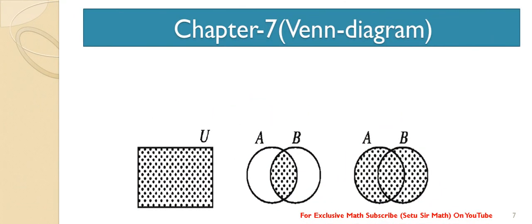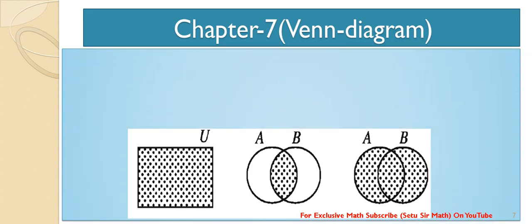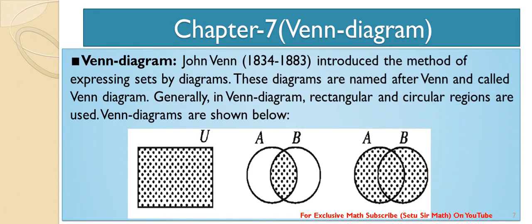Chapter 7, Venn diagram. John Venn, 1834 to 1883, introduced the method of expressing sets by diagrams. These diagrams are named after Venn, and you can see below there are some diagrams. This is called a Venn diagram. Generally in a Venn diagram, rectangular and circular regions are used. Venn diagrams are shown below.